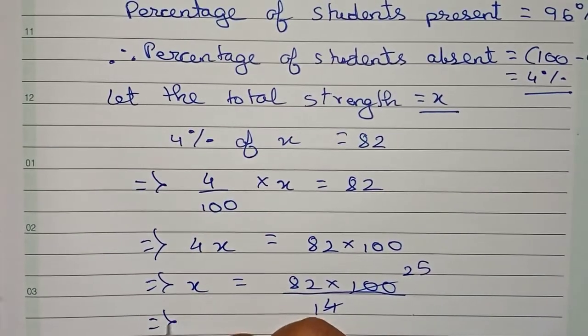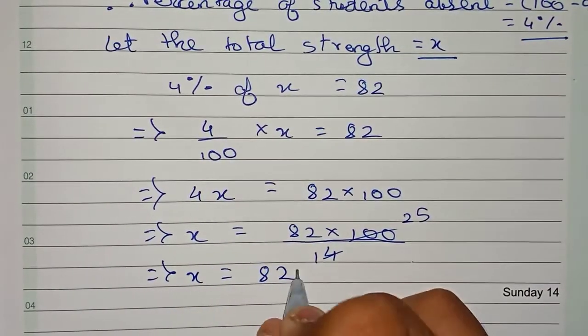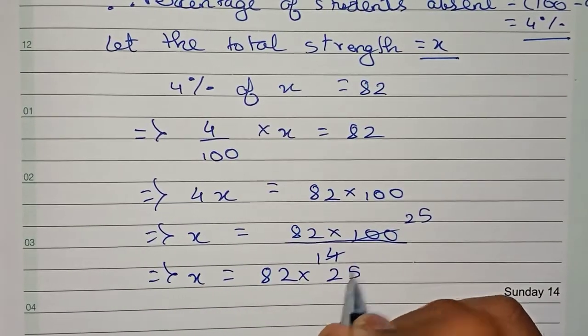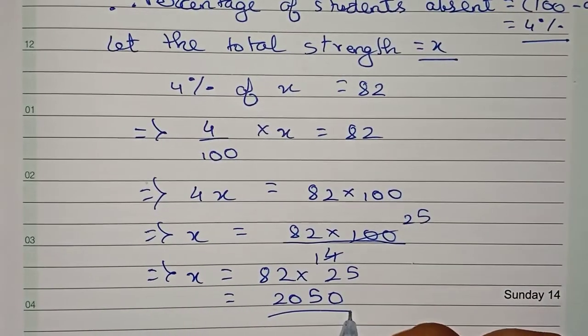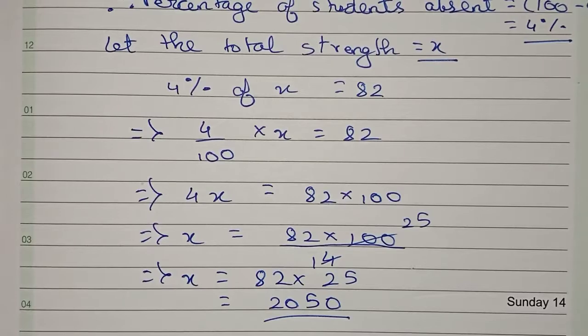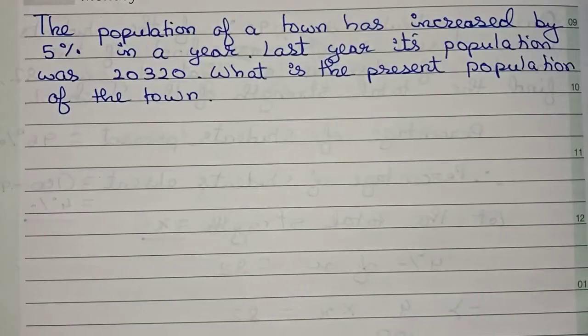So it becomes x equals 82 into 25, which equals 2050. So this is our final answer for this question, and this is the total strength of the school. So let's move on to our next question.